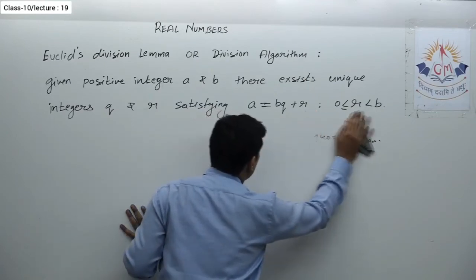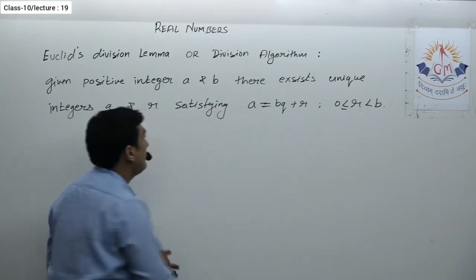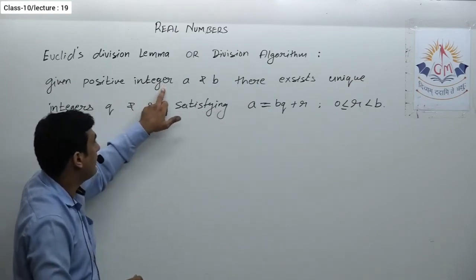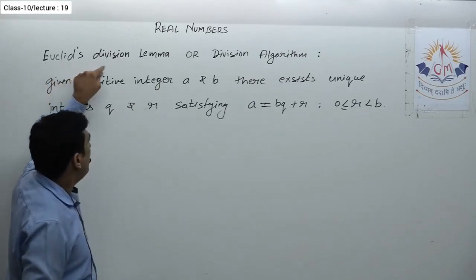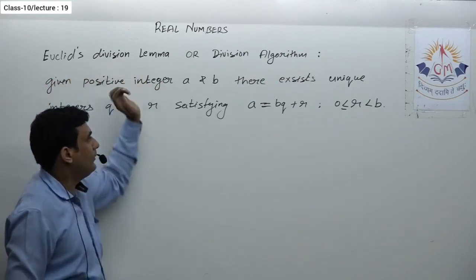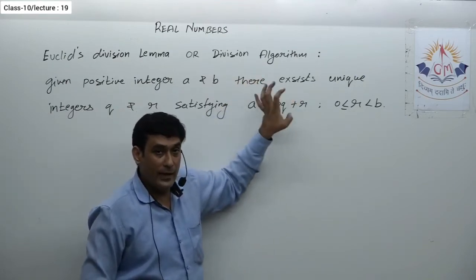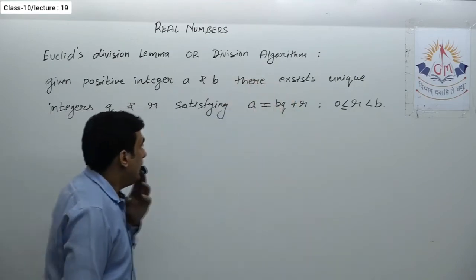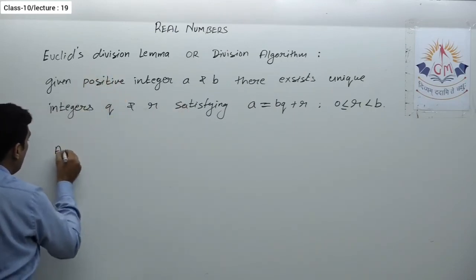You have to mug this up very well, because it is quite possible that exactly this can be asked in a 1 mark question. They will simply ask you to write Euclid's division lemma, or write the division algorithm. In that case you have to write this in exactly the same manner. Now as I told you, we'll see what algorithm is and what lemma is.